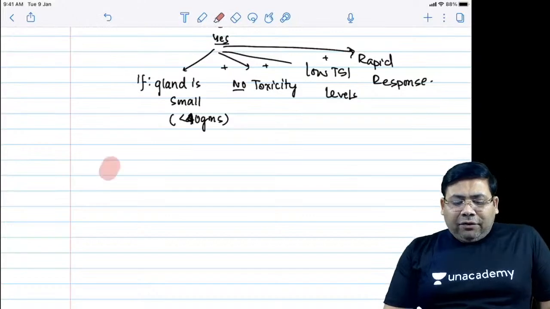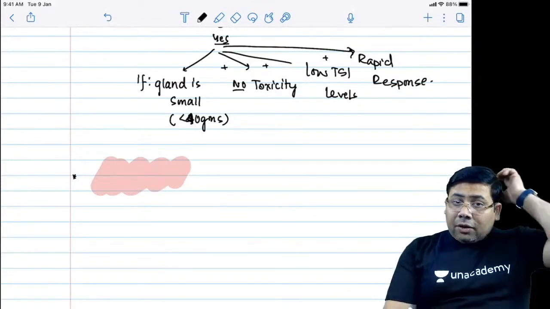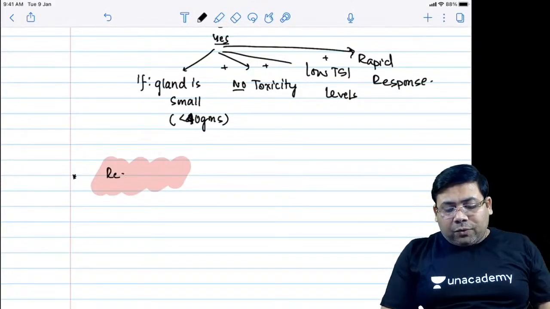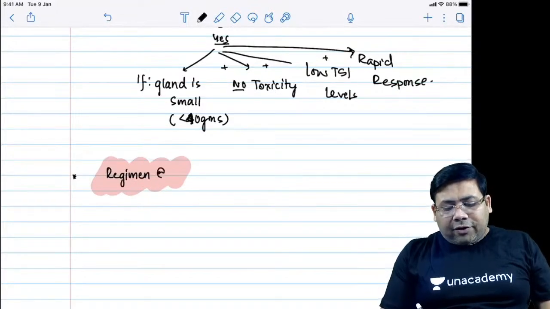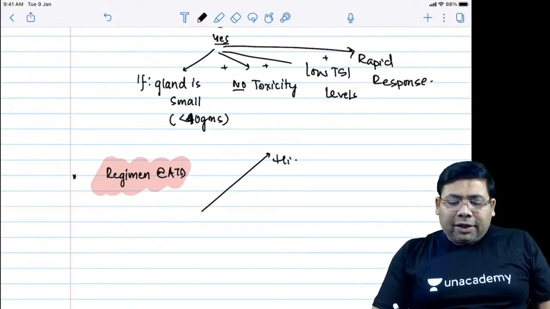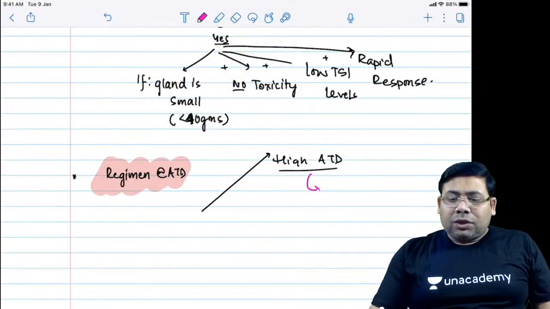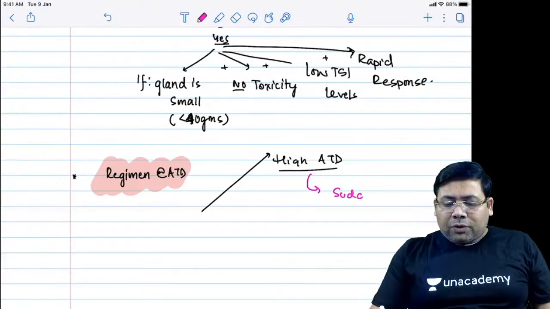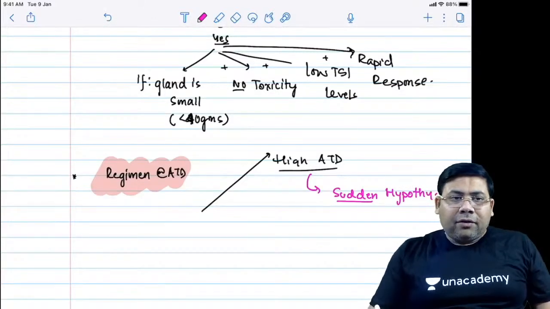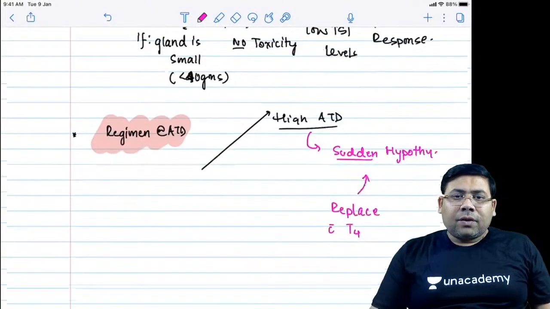So next we have radioactive iodine 131, the definitive management. One more thing, what is the regimen? What type of regimen do we use for antithyroid drugs? Either we can go for a high dose antithyroid drug. What will happen with a high dose? This will lead to sudden hypothyroidism. And then what are you going to do? You are going to replace with T4.